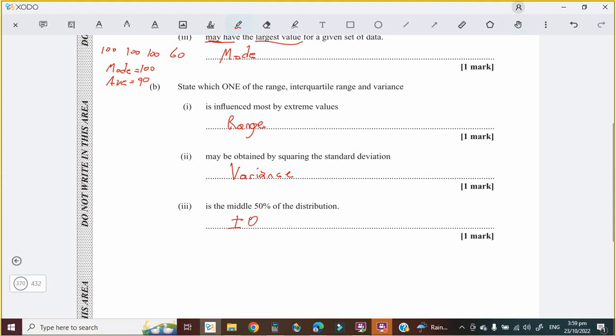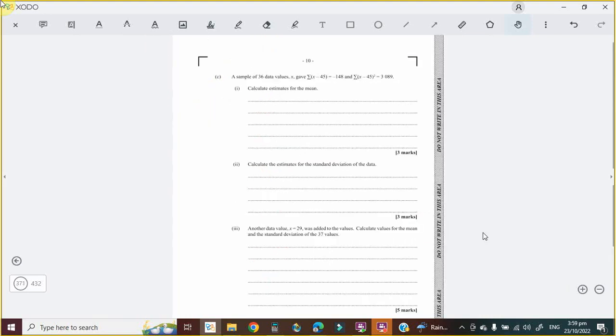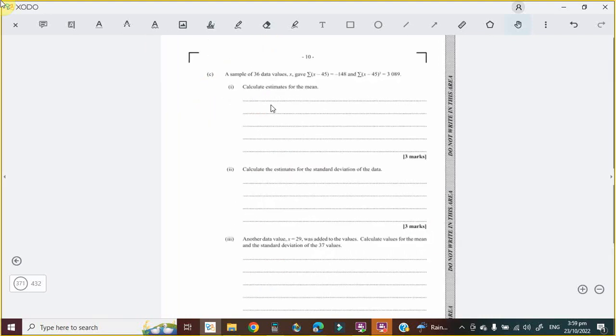Guys, I told you this over and over. Middle 50 is what? Interquartile range. Q3 minus Q1. The 75th percentile of the data minus the 25th percentile of the data gives you the middle 50 percent of the data. That's what interquartile range does. Isn't that so? That's it. Easy. Basic. Alright.